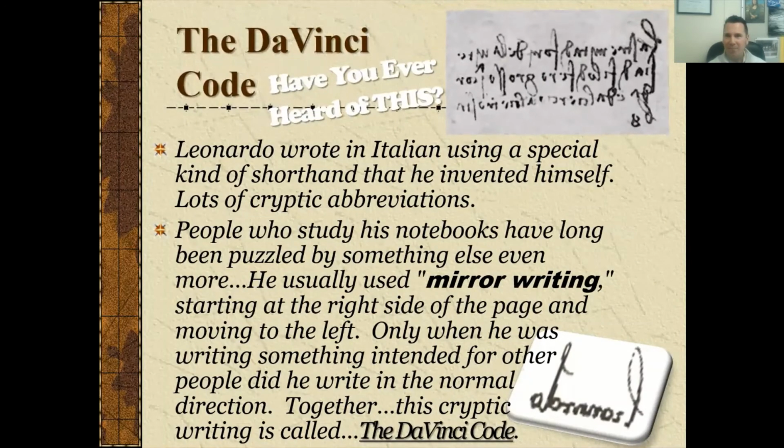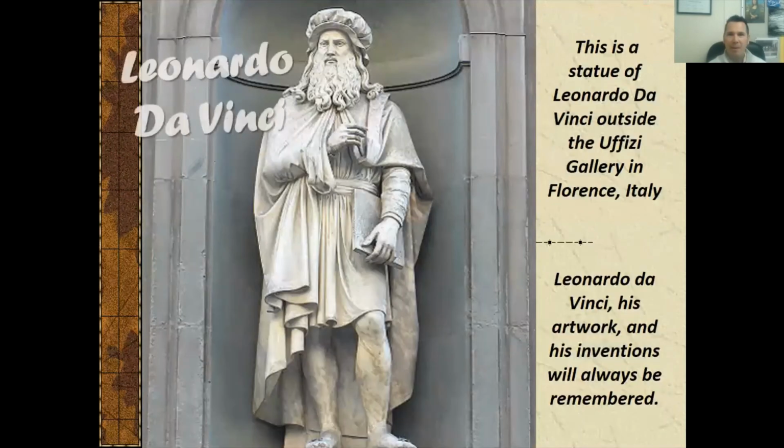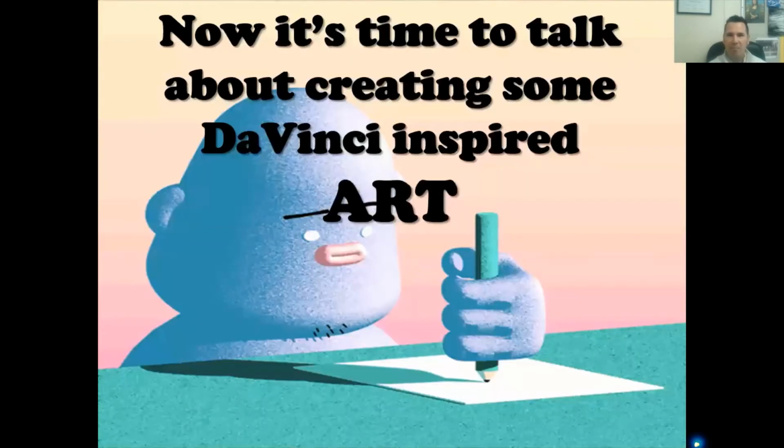And this is the Da Vinci Code. Have you heard of that? He wrote in cryptic writing, and we'll learn more about that later, so that other people couldn't steal his ideas and inventions and just read what he was talking about. Here's a statue of Leonardo da Vinci in Florence, Italy.